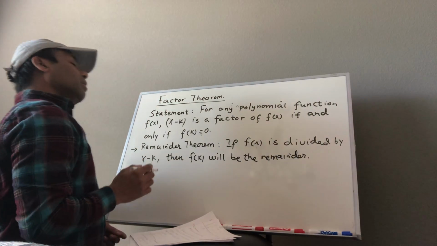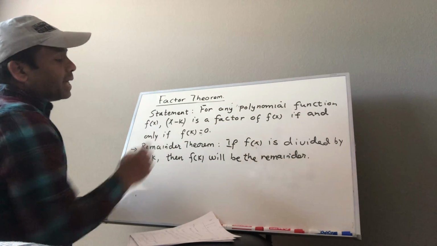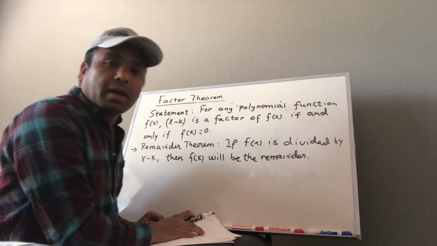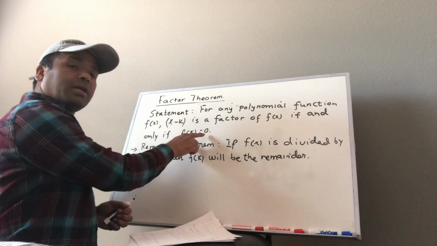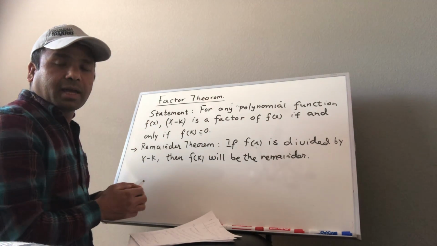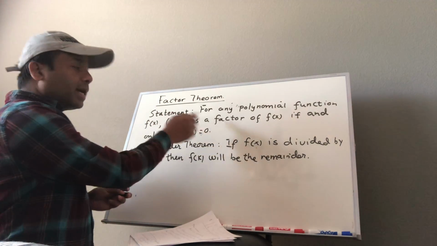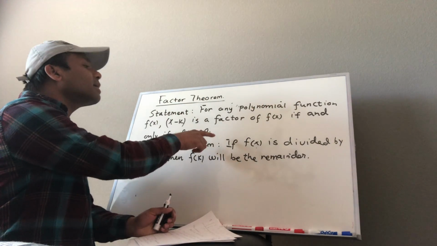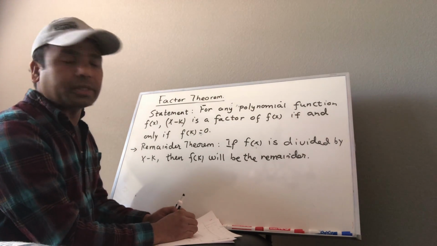Okay, so now look here, guys. For any polynomial function f(x), x minus k is a factor of f(x) if and only if f(k) equals 0. That means if the remainder is 0, because f(k) is the remainder, right? If f(x) is divided by x minus k, then f(k) will be the remainder. If the remainder is 0, x minus k is a factor of f(x), and vice versa. If x minus k is a factor of f(x), then the remainder will be equal to 0.